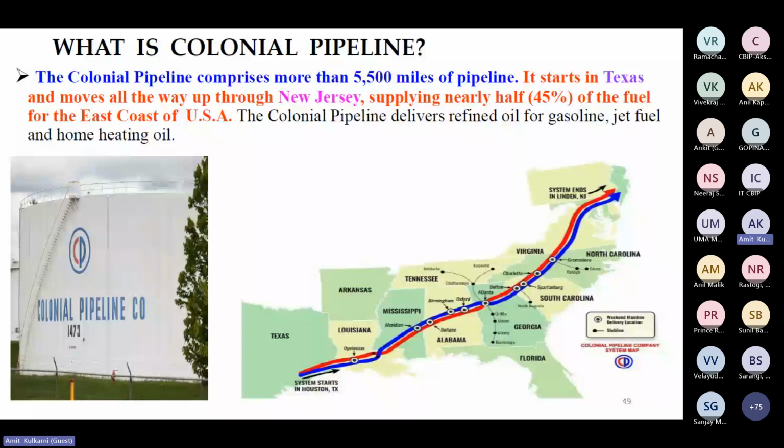Actually, there is a long pipeline going from Texas to New Jersey, supplying around 50% of the fuel requirement of the east coast of the USA, running 5,500 miles. Just imagine the length. If we compare it with the length of India from south to north, it is not more than approximately 3,400 kilometers. But here we are talking about 5,500 miles. Such a gigantic pipeline infrastructure needs to be monitored very carefully, and that itself was the focus of the attacker.